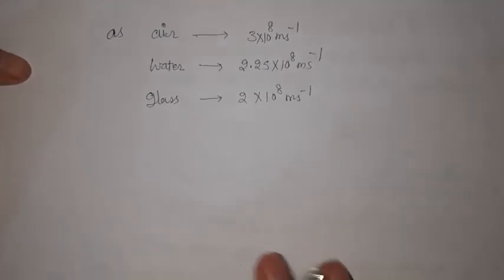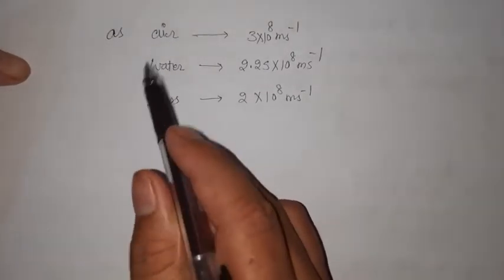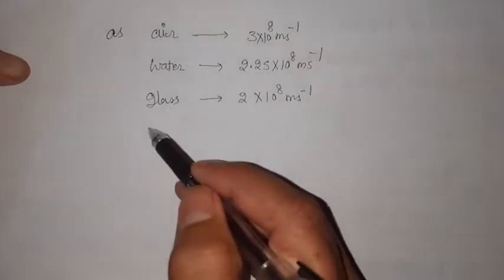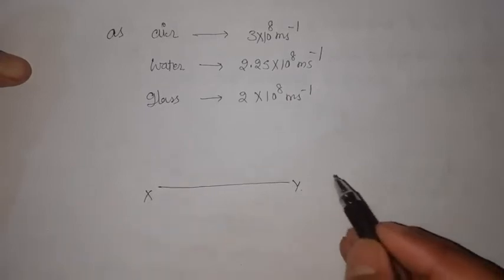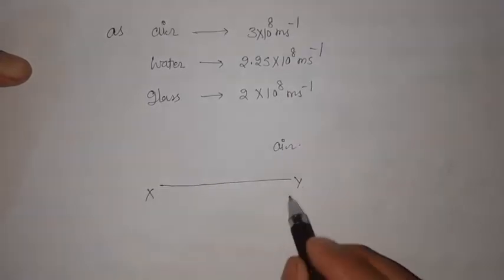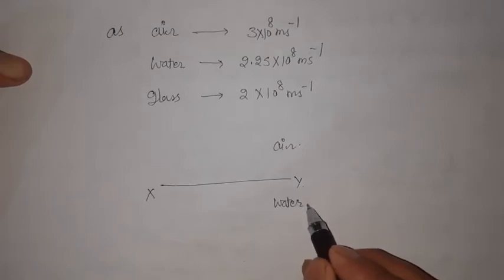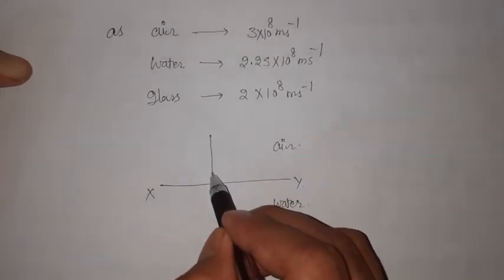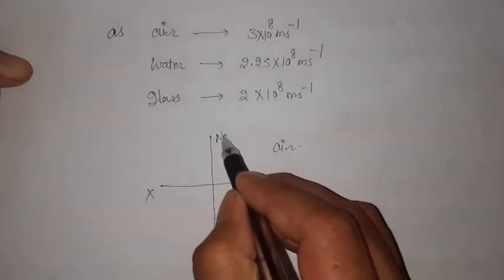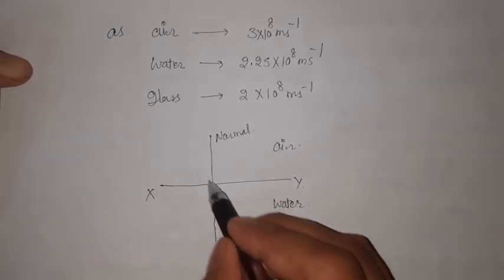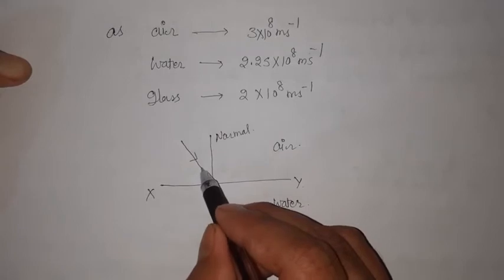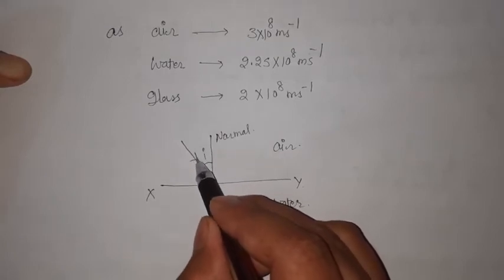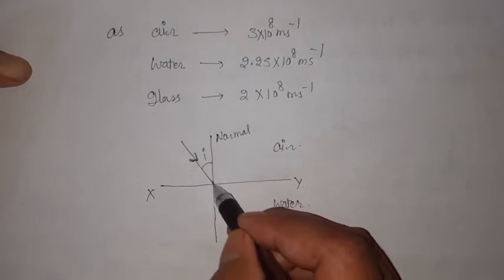Now if I take any two media from these values, suppose I have the interface XY. Above it there is air medium, and below it there is water medium. Here I have drawn a perpendicular on this interface, which is the normal. Now the ray of light falls in the air medium. Here is the incidence angle. Remember that the arrow always indicates the direction, so it indicates that the ray falls on the surface.